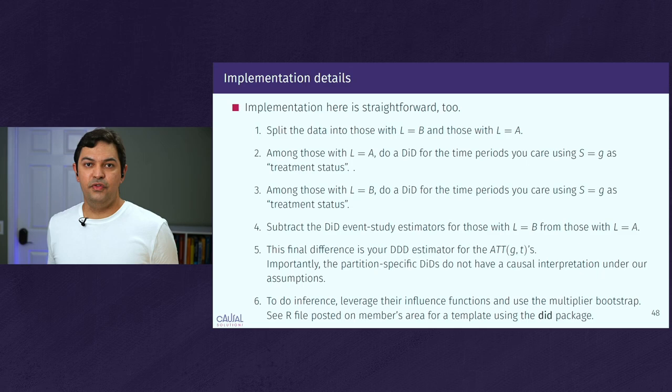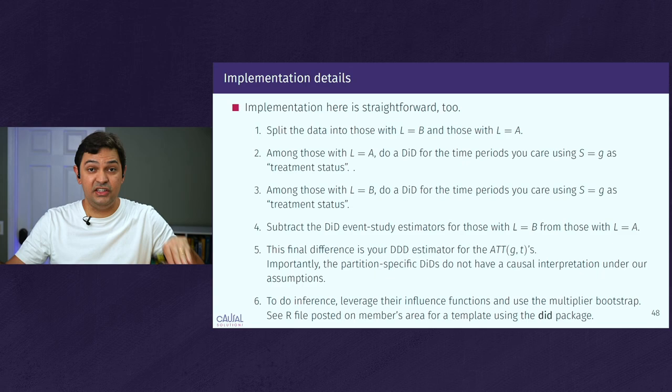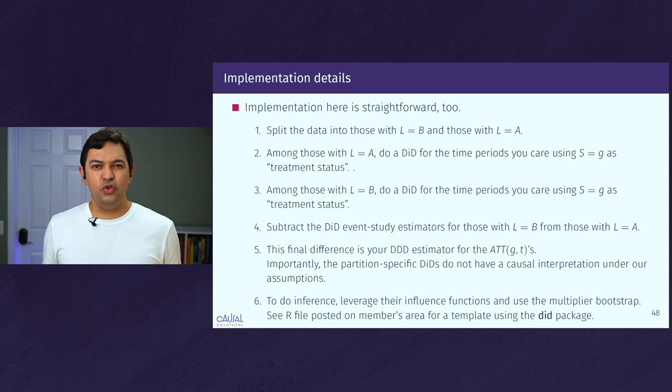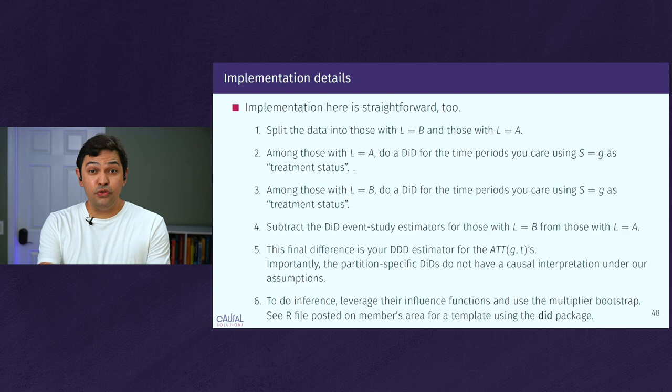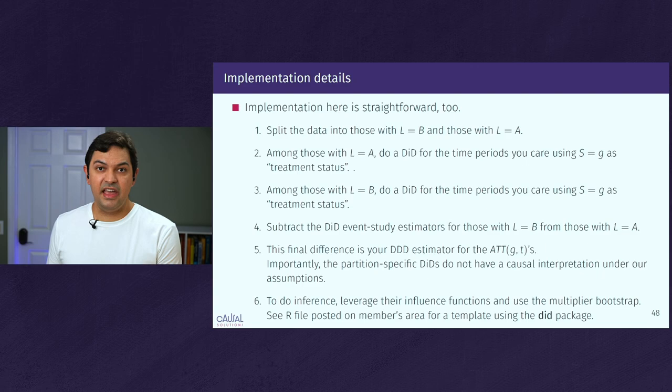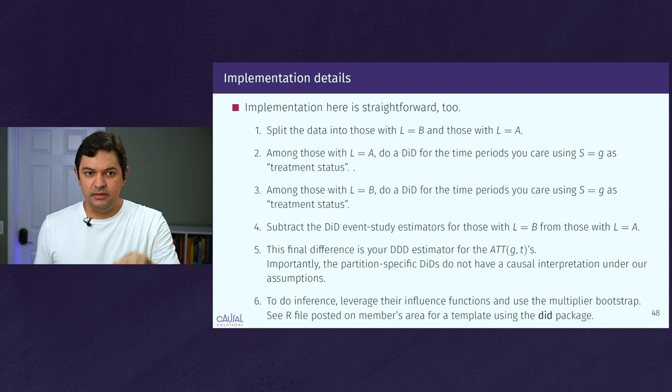Now, I'm not done, because I need standard errors. I need confidence intervals. How can I do that? Well, you can leverage the influence function. You can leverage the fact that these partitions are disjoint, and you can do bootstrap from that. So I'm going to have to do this by hand. Don't worry, I have prepared a template file on how to do this in R for you. I made these things available in the members area. So I have a step-by-step guide on how you can do this six-step implementation using the bootstrap and all that, so you can be comfortable moving forward.